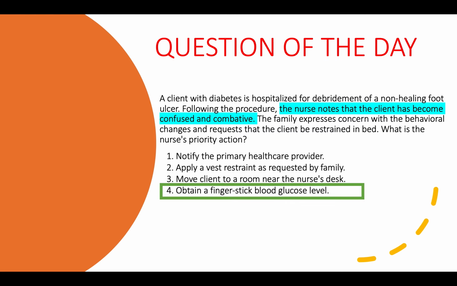A clue in the question was that this client has diabetes and was hospitalized and had just had a procedure done. Being able to obtain his fingerstick blood glucose level will help you determine if this is what was causing the confusion and the combative behavior.